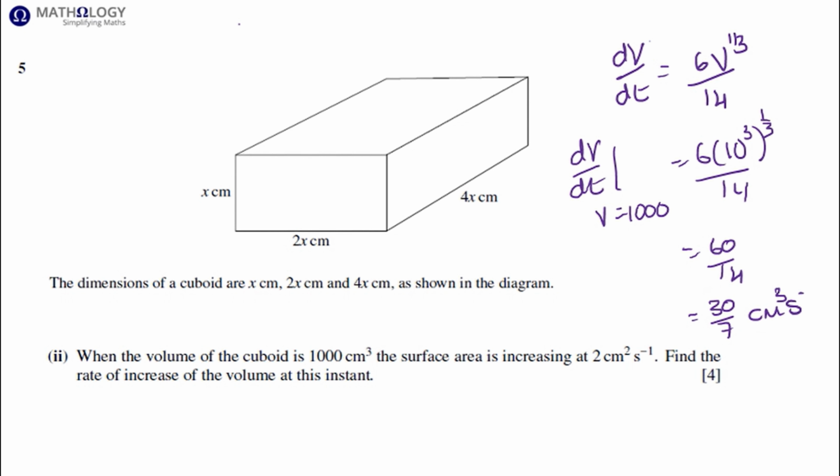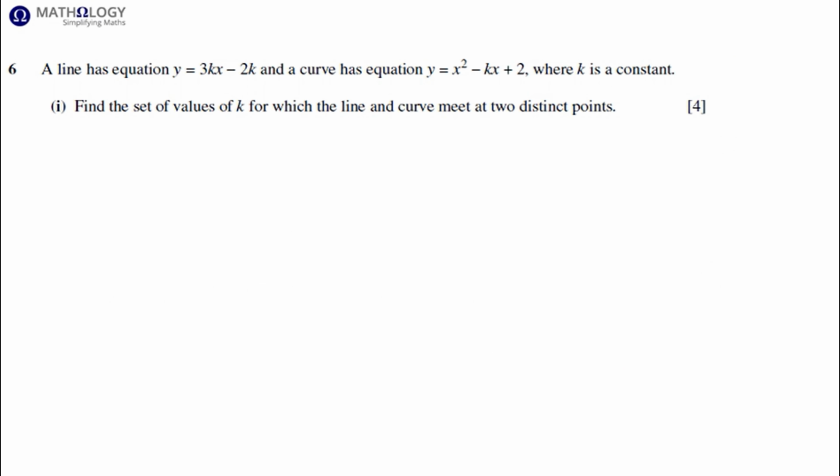cubic centimeters per second. A line has equation y equals 3kx minus 2k, and a curve has equation y equals x squared minus kx plus 2, where k is a constant. Find the set of values of k for which the line and the curve meet at two distinct points.